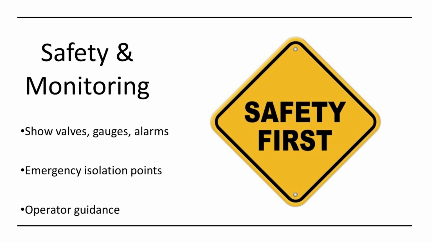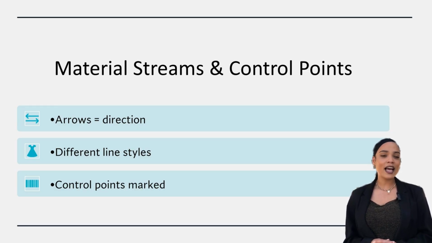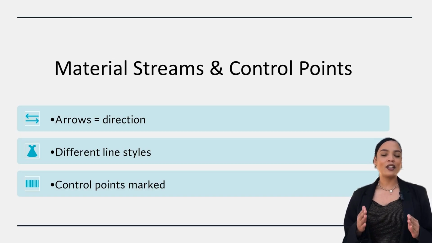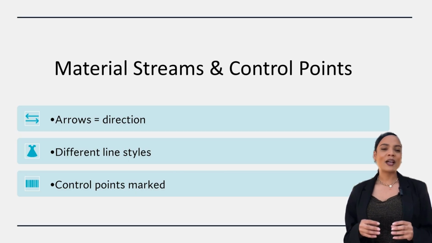Take time to discuss. Material streams are shown as lines, usually with arrows to indicate flow direction. Raw materials, process streams, and finished products may have different line styles or labels. Control points are placed where monitoring is required. Activity. Ask learners to identify flow, direction, and control points on an example diagram.